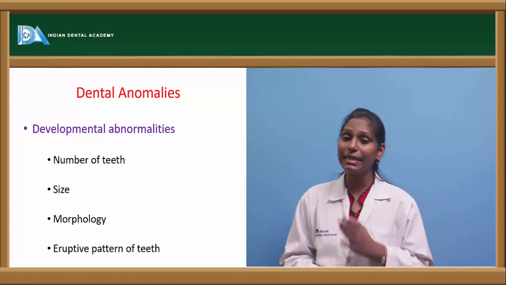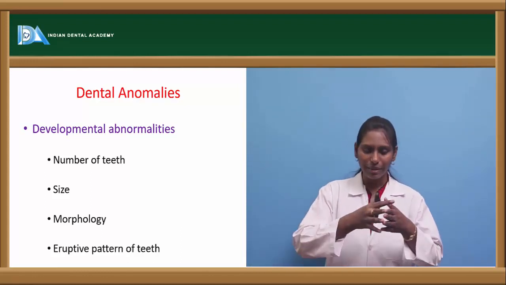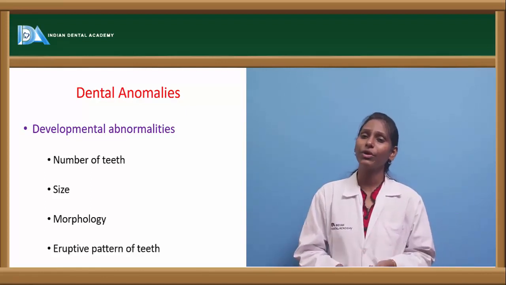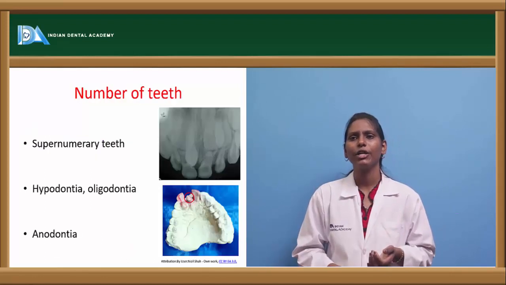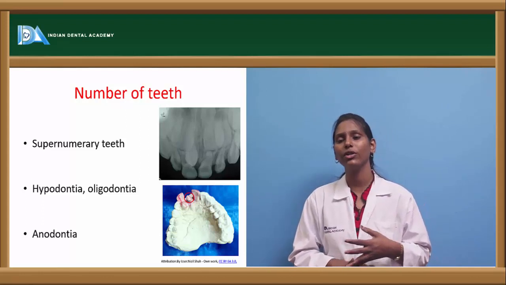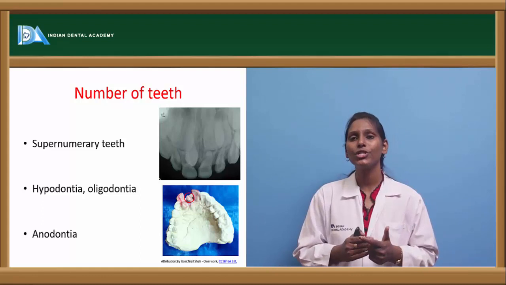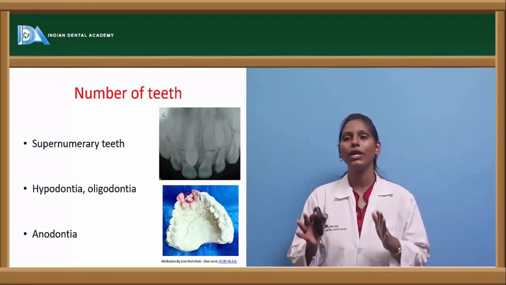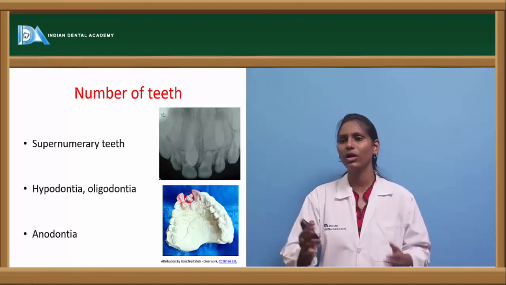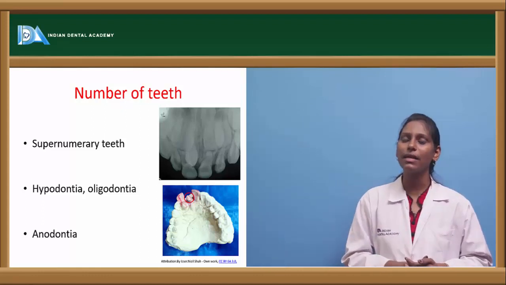Now coming back to our dental anomalies, we have various dental anomalies, and these can be classified grossly based upon the type of condition. One is based on number of teeth. We have developmental anomalies based on number of teeth, which include supernumerary teeth. We have hypodontia, oligodontia, or anodontia. Anodontia is nothing but complete absence of teeth. Hypodontia is decrease in number of teeth. Oligodontia is again decrease in number of teeth. If it is six or more teeth absent, then it's called oligodontia. And hypodontia, if fewer teeth are absent, then we see it as hypodontia.